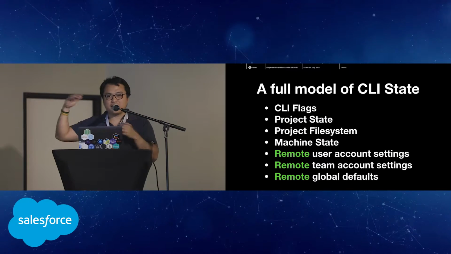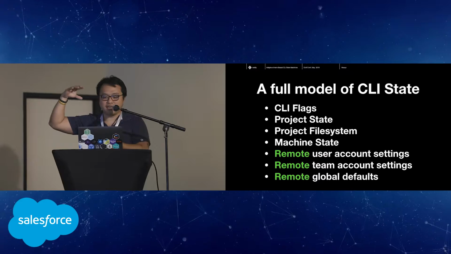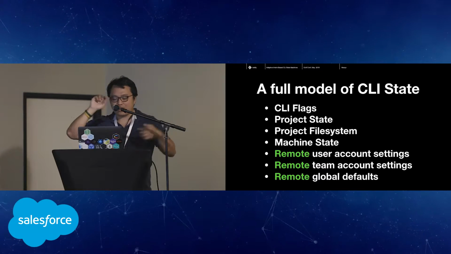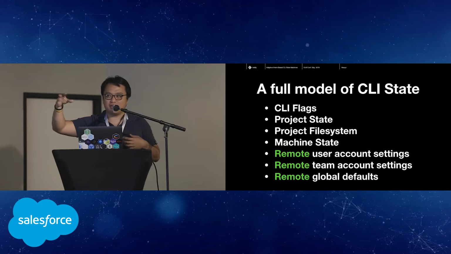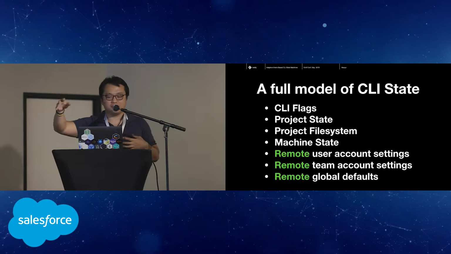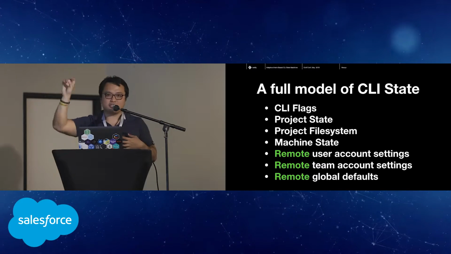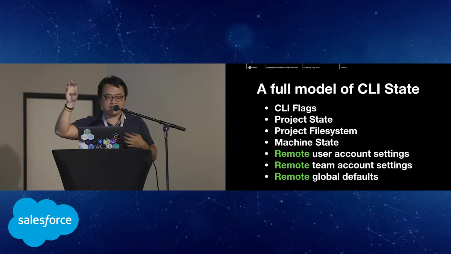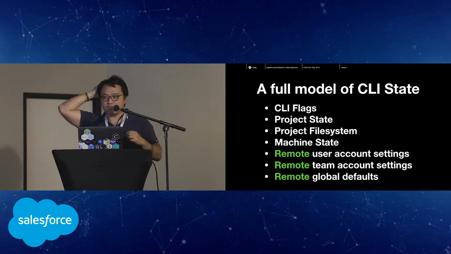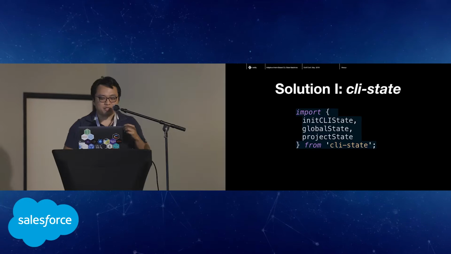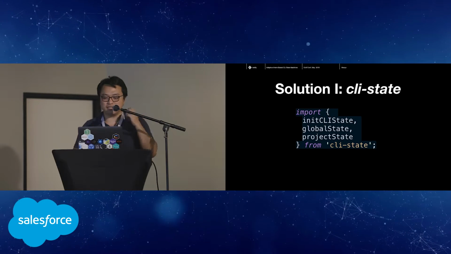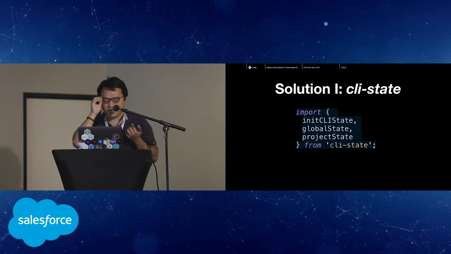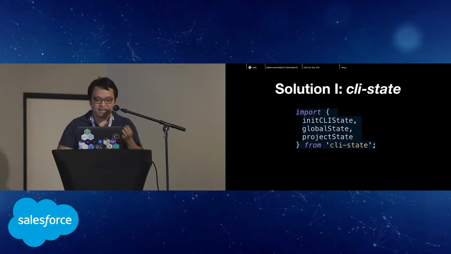And so I try to think about what a full model of CLI state really looks like. So you can have flags, you can have project state, you can have project file system. Let's say you have a kind of convention over configuration type of system. So you have different folders and you're supposed to detect that. You can have machine state and you can have remote settings as well. And that's why I started working on a unified solution to manage all of this, and I call it CLI state because I couldn't think of a better name.